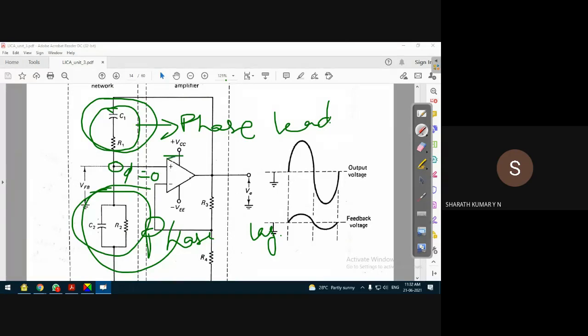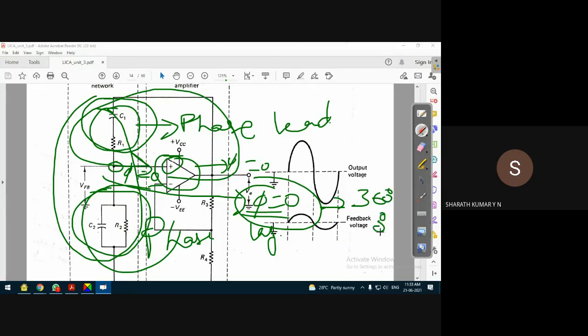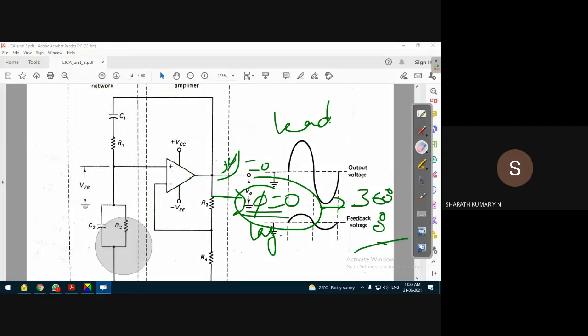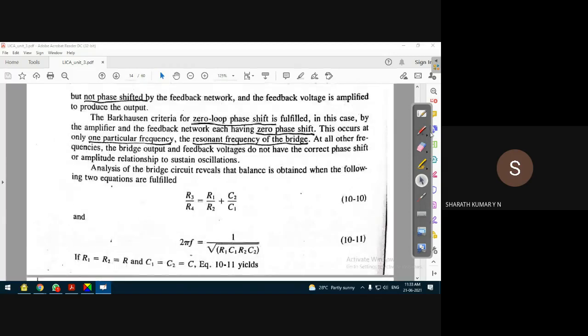Moreover, it is a non-inverting amplifier, and the amplifier will not introduce any phase shift. So the phase shift by the amplifier is zero, and the phase shift by the feedback network is zero. So the total phase shift is zero. For the Barkhausen criteria, one of the criteria is that the total phase shift across the amplifier as well as the feedback network should be equal to 360 degrees or 0 degrees. So one of the conditions of the Barkhausen criteria is satisfied, and that's the reason why it starts generating oscillations.